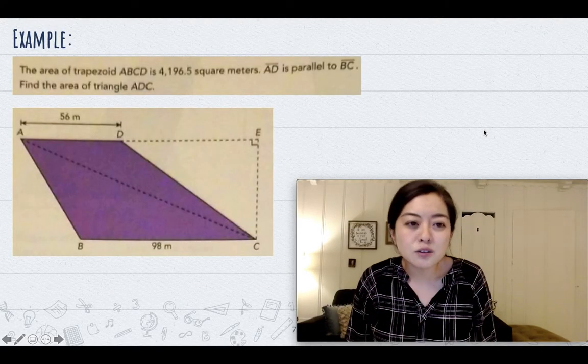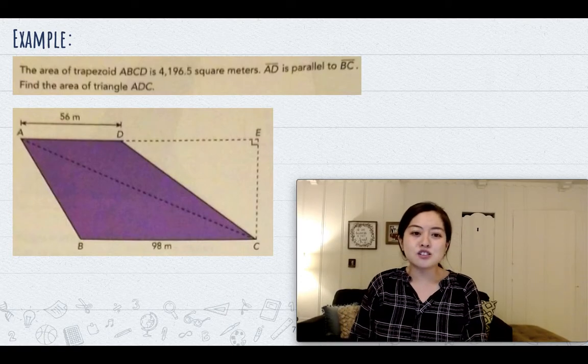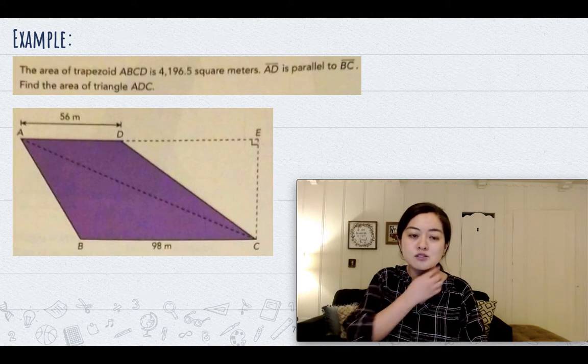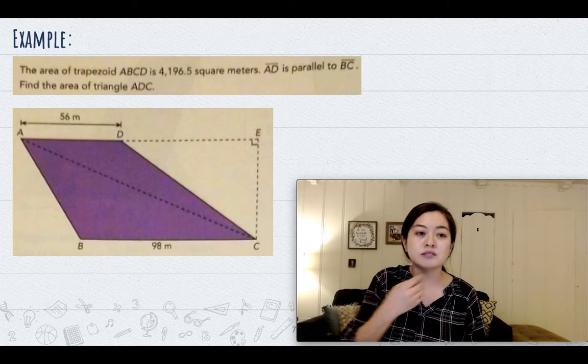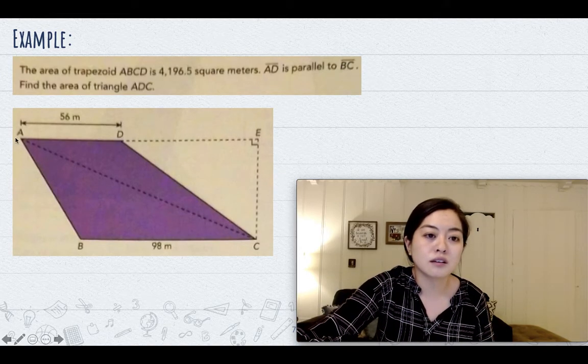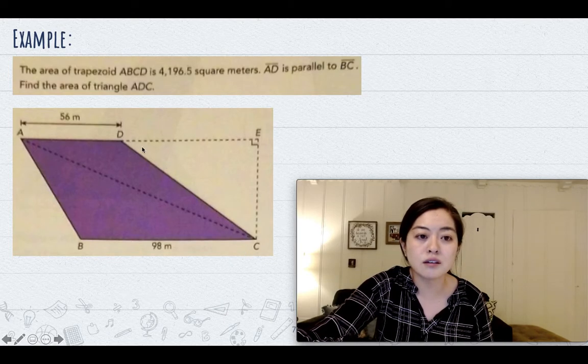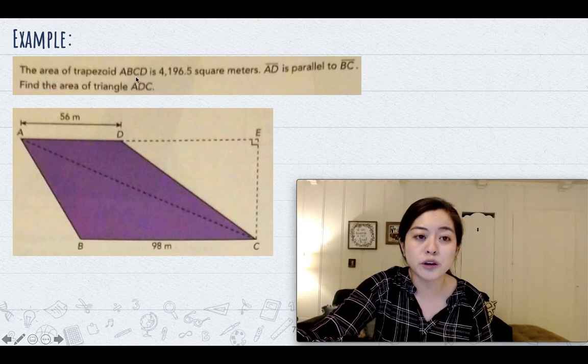All right. So look at this trapezoid. Now, this is a trapezoid. It's labeled A, B, C, D. And the area is given. It says the area of the trapezoid ABCD is 4,196.5 square meters. AD is parallel to BC.